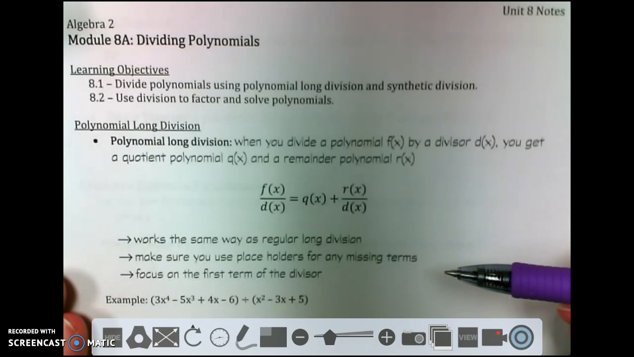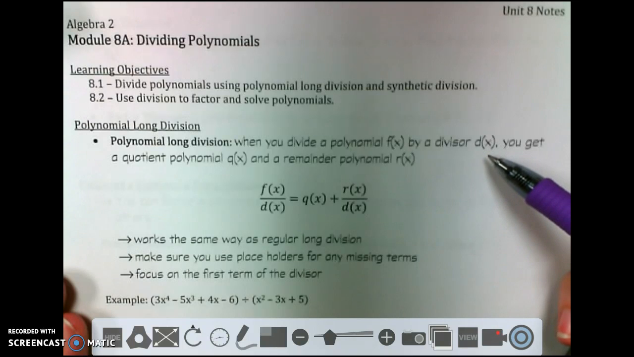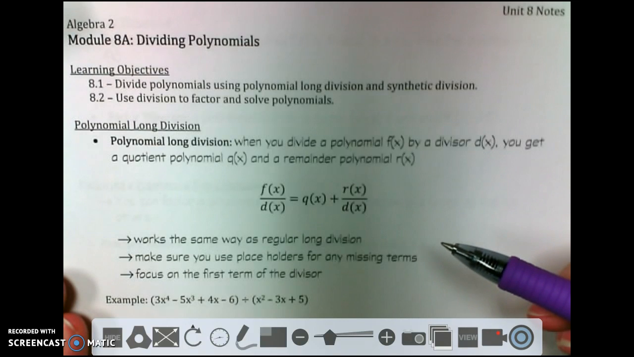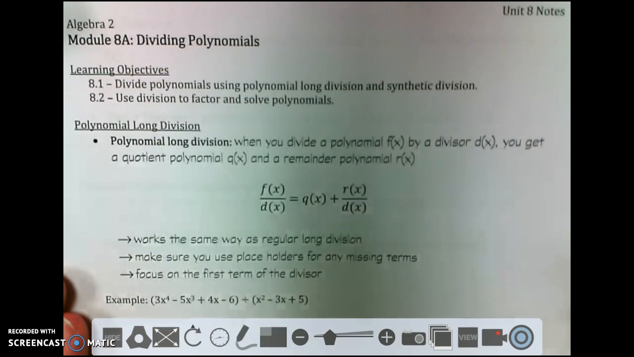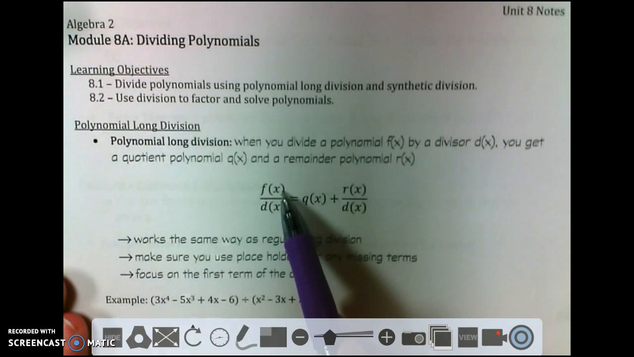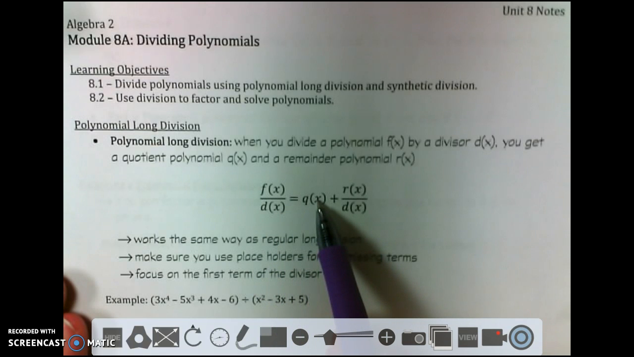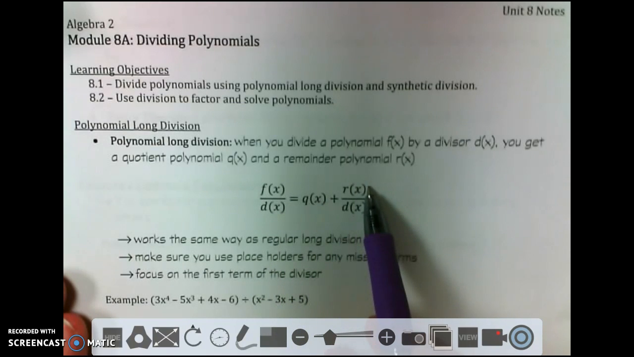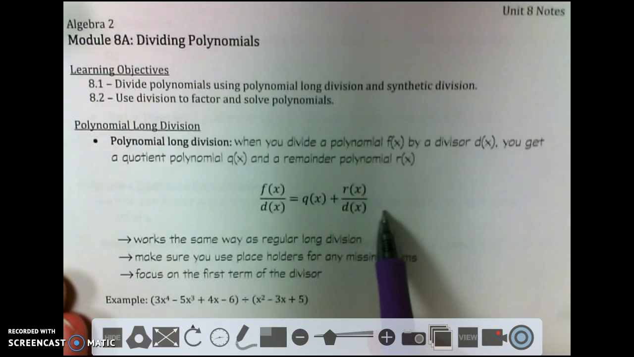Polynomial long division is the process where you divide a polynomial f of x by a divisor d of x, and you get a quotient polynomial q of x and a remainder polynomial r of x. So basically what happens is when we divide a polynomial by another polynomial, we get a polynomial plus the remainder polynomial over the divisor polynomial. So the divisor polynomial becomes the denominator of our remainder fraction.